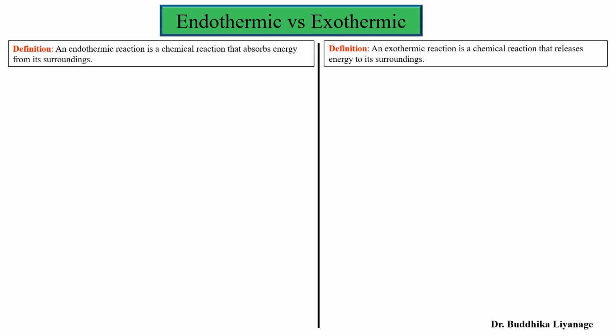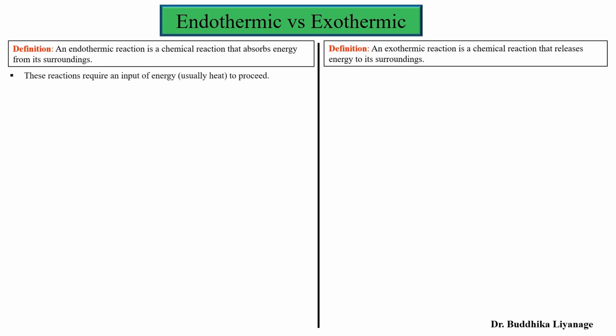Endothermic versus exothermic chemical reactions. Let's focus on what is the difference between endothermic and exothermic. Endothermic means a chemical reaction that absorbs energy from its surrounding. An exothermic reaction is energy released to the surrounding.